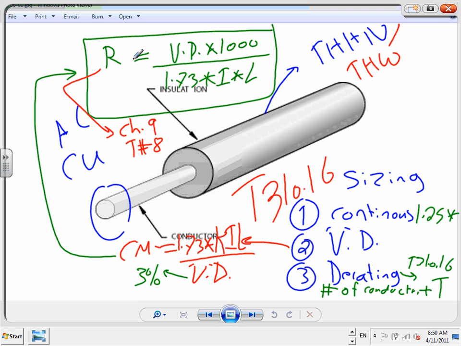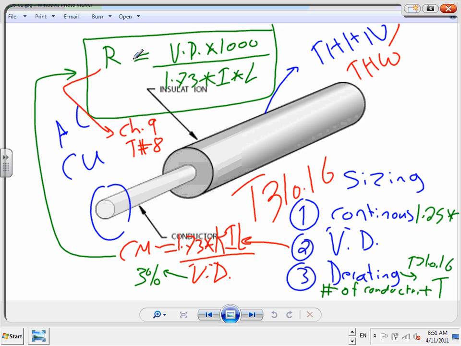So voltage drop is 3% times 480 times 1,000 divided by 1.73 times the current, which is 100, times the length, which is 500. You do the calculation. You come up with 0.53 ohm. So you go to chapter 9, table 8, and find a conductor that can have this resistance or less. We will do a calculation based on that one.